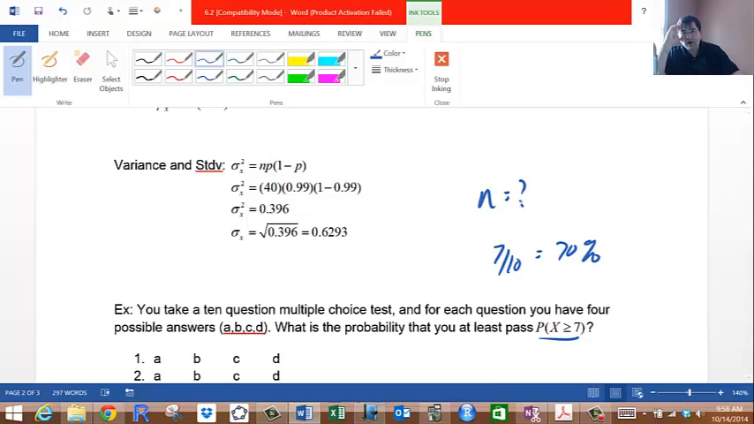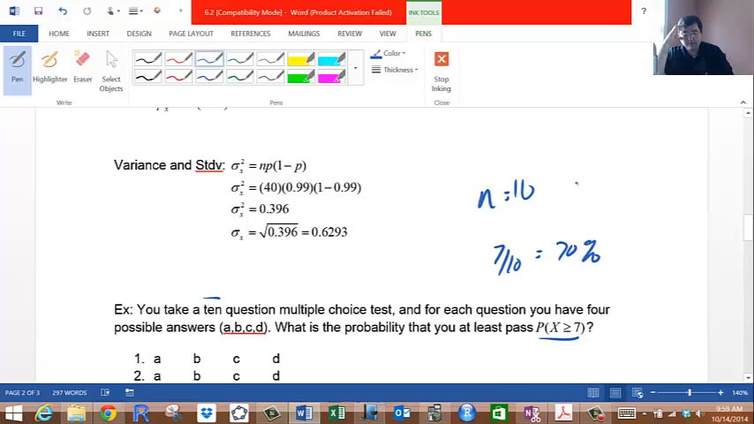What is the number of trials? Remember, that's criteria number 1: N trials are performed. Well, if you take a 10-question multiple choice test, then each time you guess a question, question 1 would be a trial, question 2 would be a trial, and so you'd have 10 trials. So the number of trials would be 10.